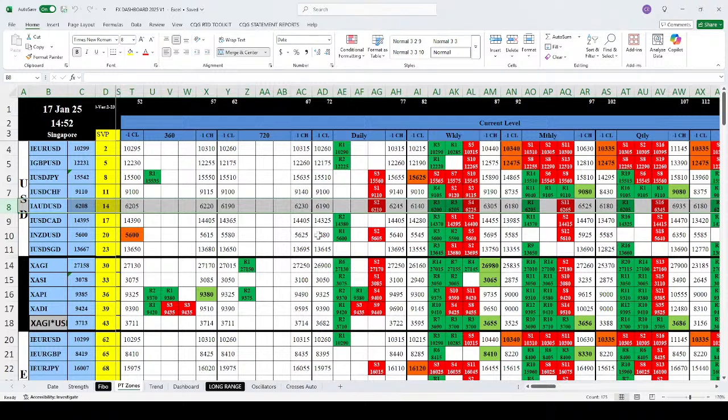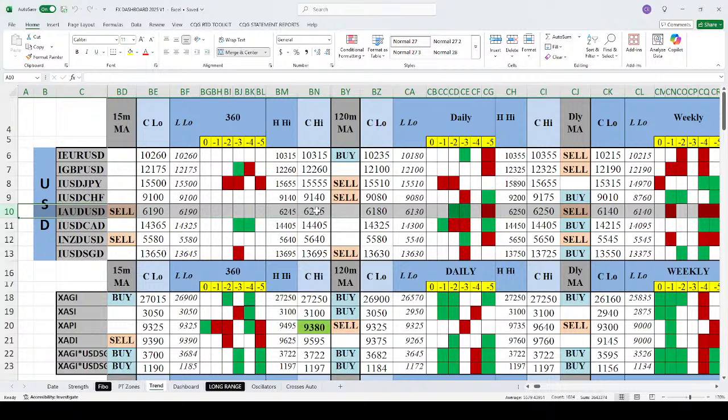Okay, now let's see, we look into the Aussie dollar PT zones: flat, flat, flat. Daily is down. Weekly we have two buying forces, one selling force. So which means to say the buyers are coming into play. So we will go for a cautious buy, which means to say we've got to exit before 62.45 because there is no strength on the moving averages and the 120. So expect a very choppy session.